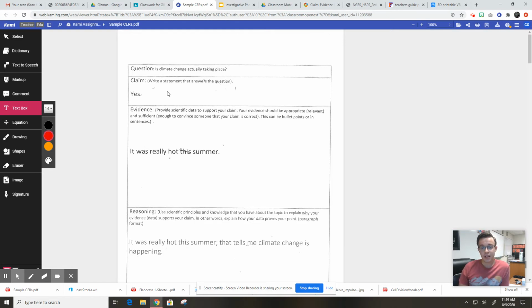It doesn't have to be anything big. It can be just one sentence even, but you're going to provide feedback. So you're going to create a text box and then write what you think here about their claim. You're going to do that for their evidence. You're going to do that for their reasoning.